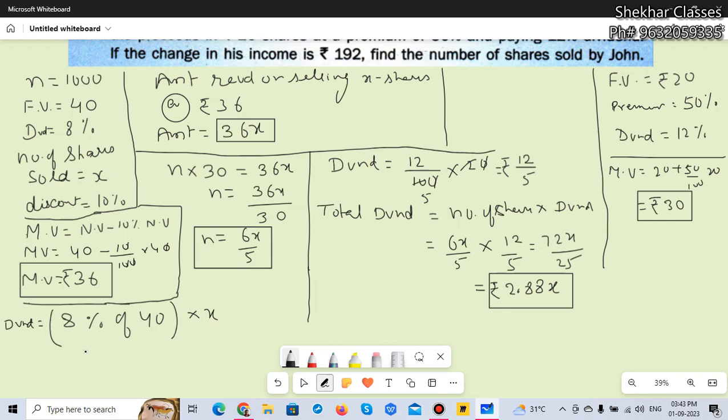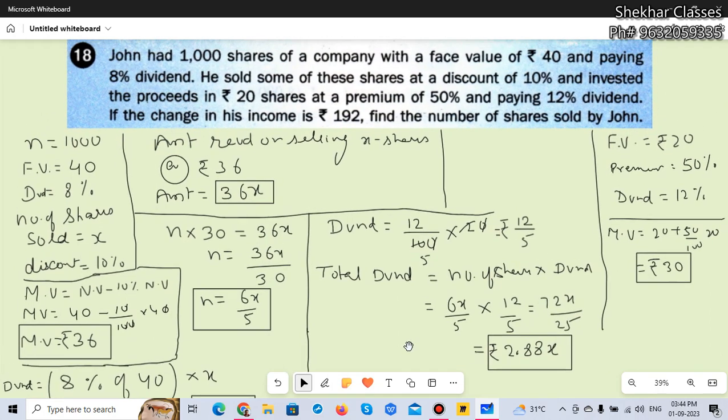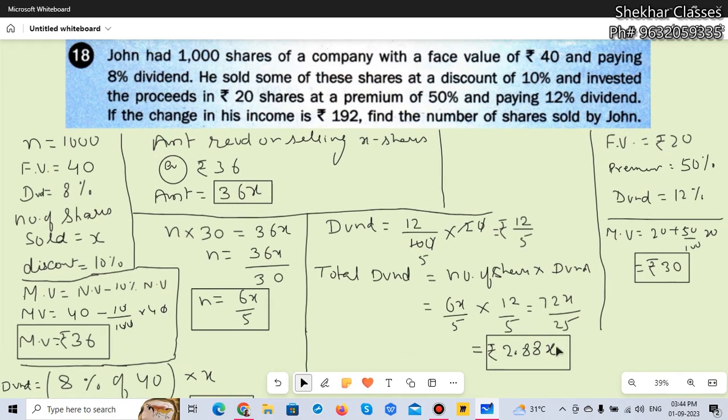So this will become 8 upon 100 into 40 times x. If you cancel it, the 0 will get cancelled, 32. So it will become 32 upon 10, right? So 3.2x. The dividend received in the previous case is 3.2x, and after he has bought the other share from the other company, he is getting 2.88x.